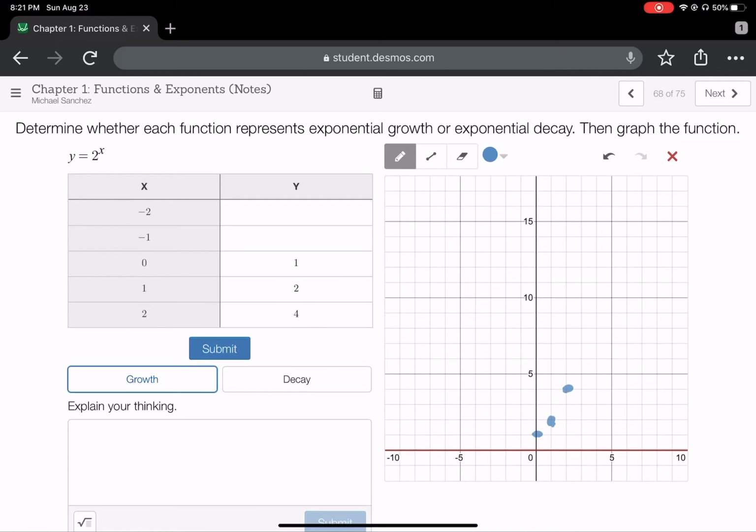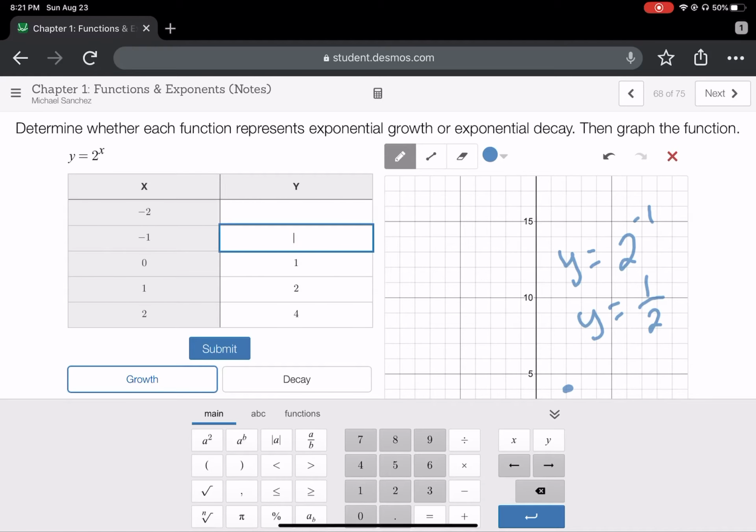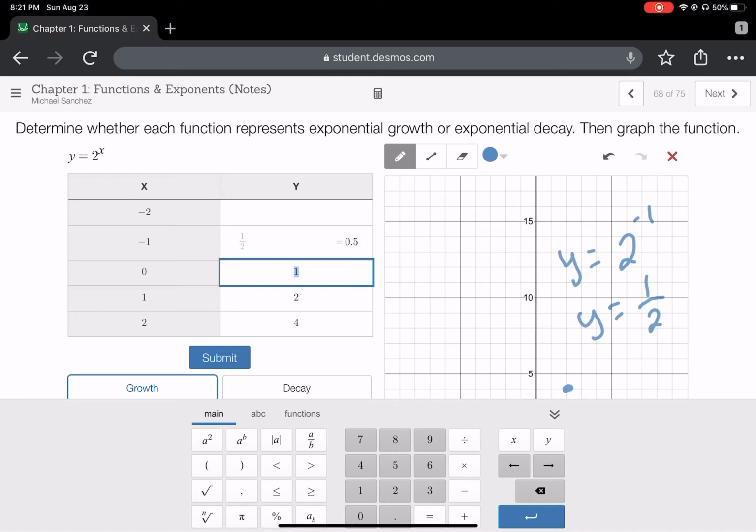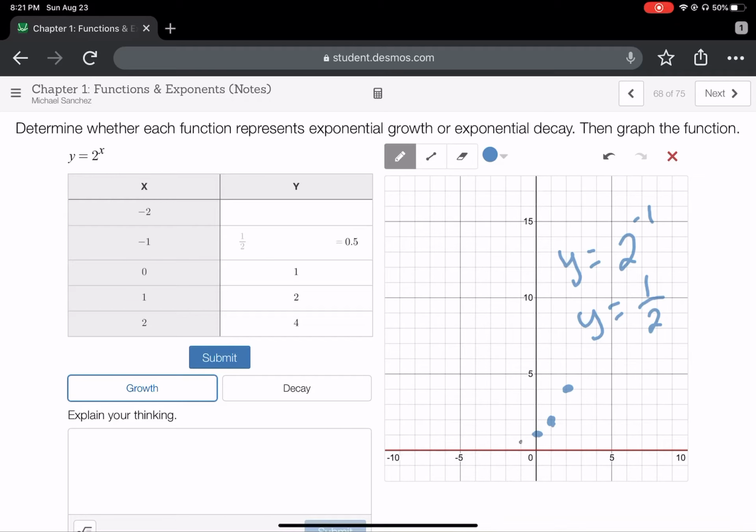And then for these, we can use our calculator, or if we know how negative numbers work, we know it's going to be a reciprocal. So we're going to do positive 1/2, or 0.5. It's going to be halfway up. And then if we change our -1 to a -2, it's going to be 1 over 2 to the power of 2, which is 1 over 4. All right, so that's going to be our graph.